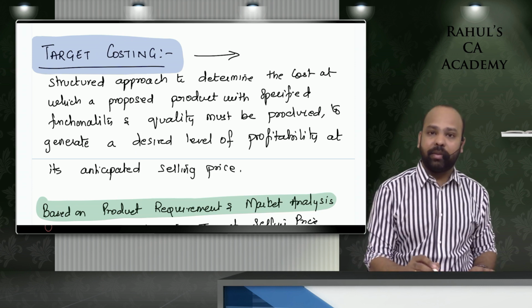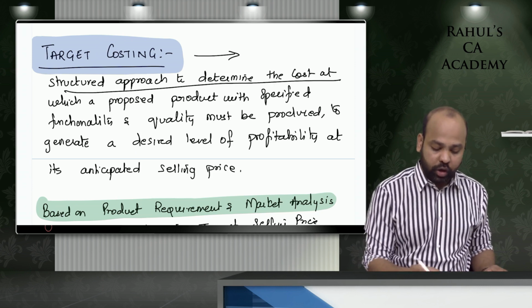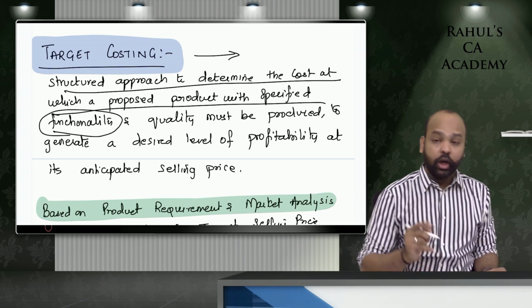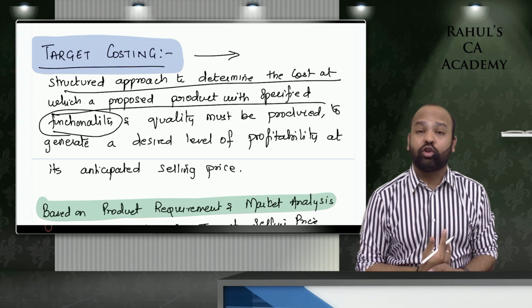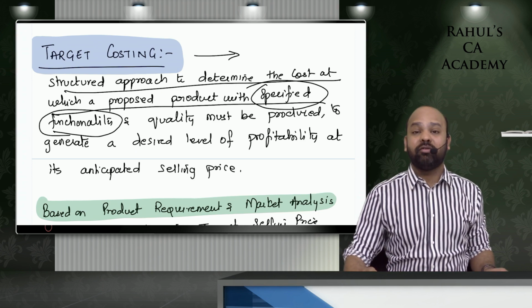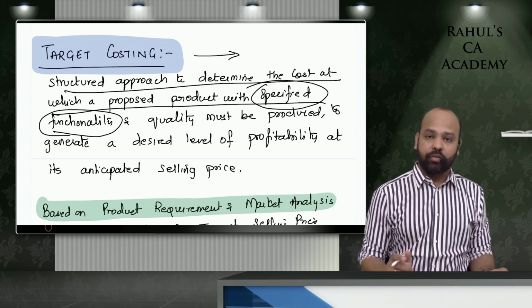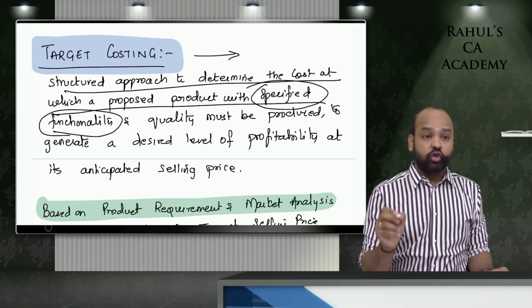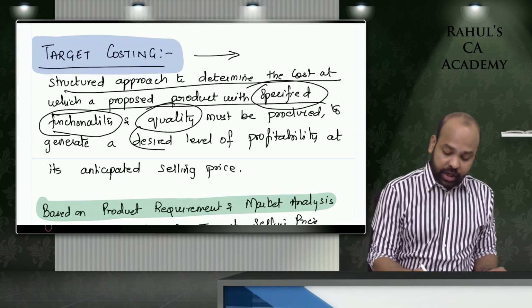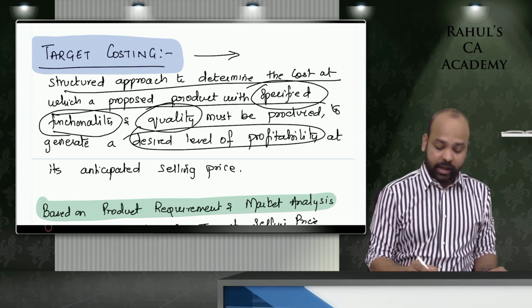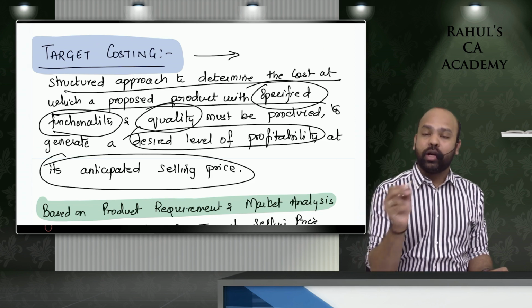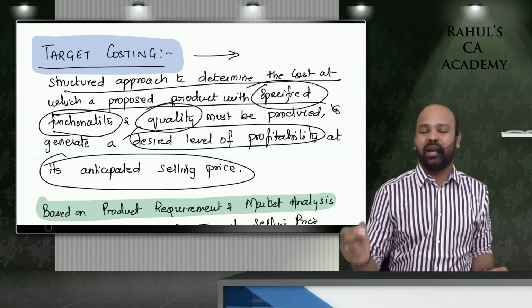So that is why we say that target costing is a structured approach to determine the cost at which a proposed product with specified functionality, you are not going to compromise on the quality that is required to be delivered to the consumer. We are not talking about reducing the value that the customer will derive out of it. A proposed product with a specified functionality and quality must be produced to generate a desired level of profitability at its anticipated selling price. You have anticipated the selling price, you want a desired level of profit, that is target selling price and target profit.